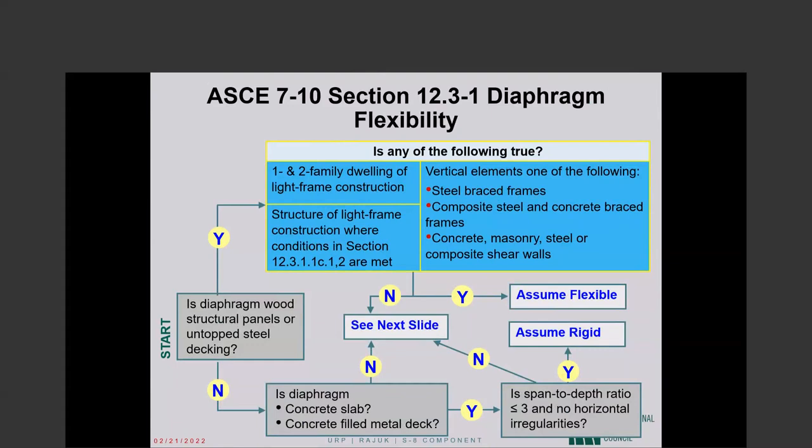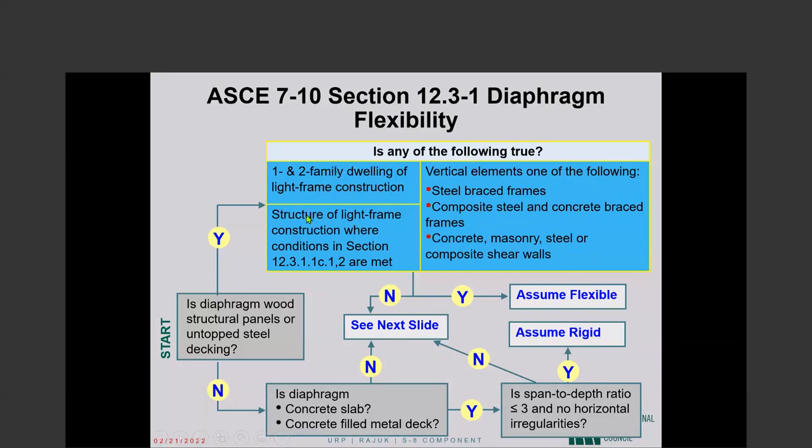Okay. So if you want to figure out whether you can take your diaphragm as prescriptively flexible or prescriptively rigid, you will start here by asking, is my diaphragm made of wood structural panels or untopped steel decking? If the answer is yes, it is one or the other. Then the further question would be, is the diaphragm part of 1 and 2 family dwellings of light frame construction? You know light frame construction by now. If the answer is yes, then you can assume your diaphragm to be flexible.